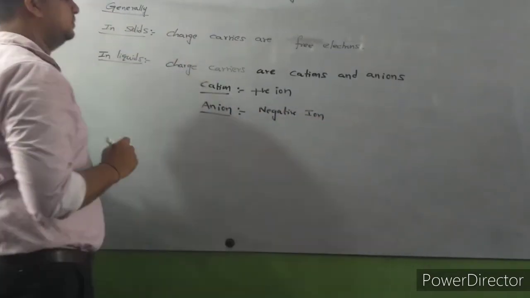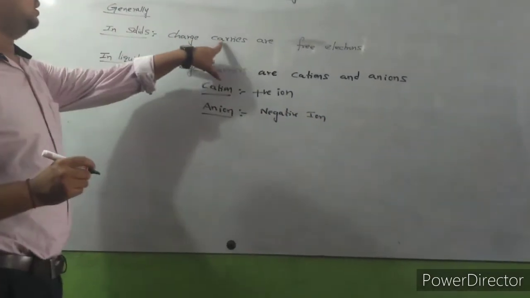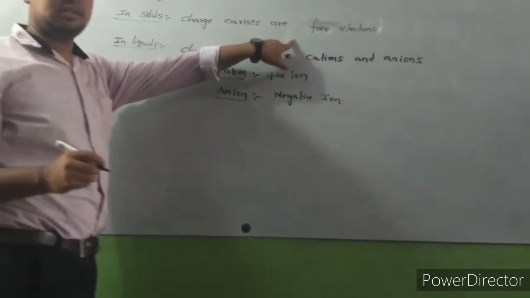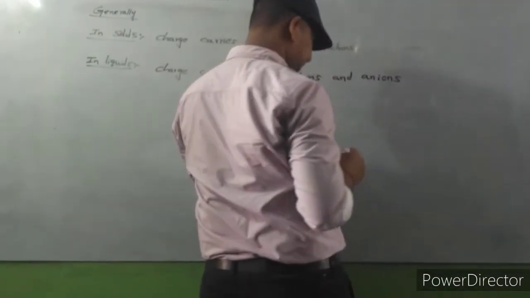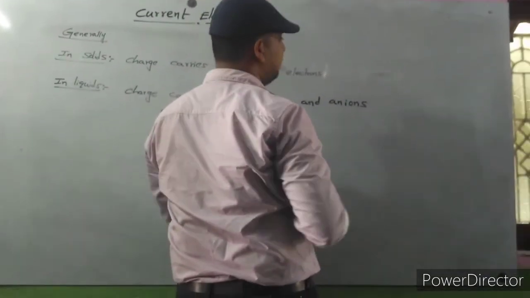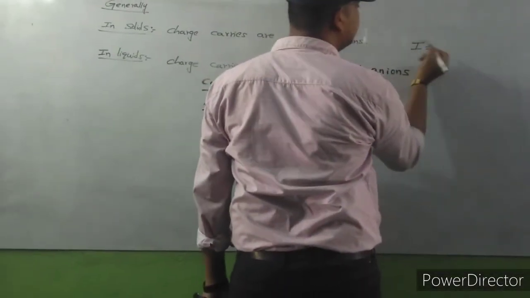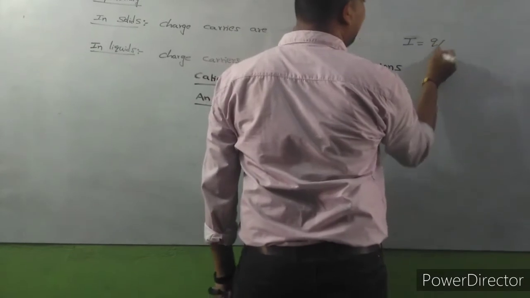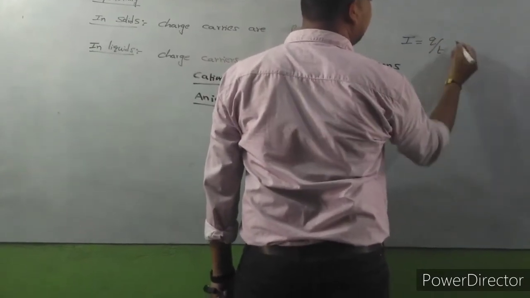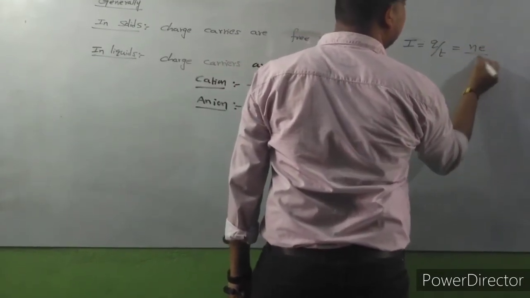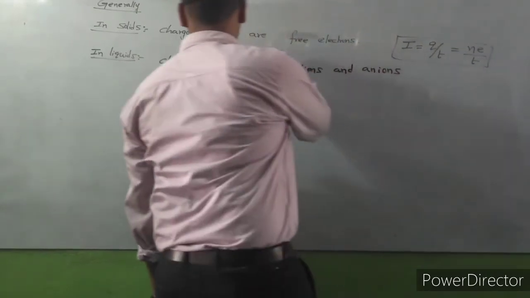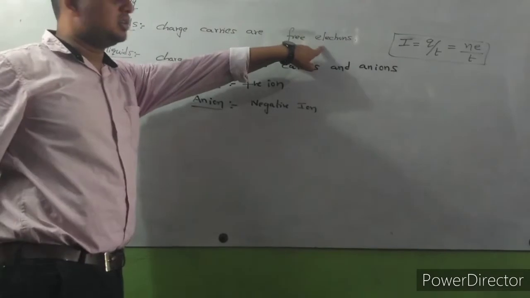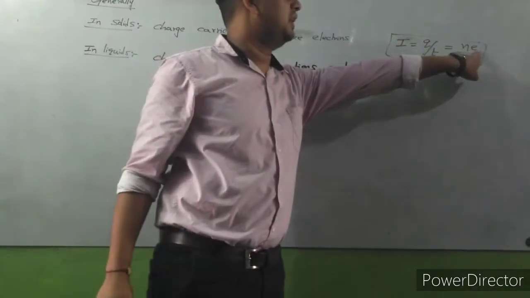For example, in solids, charge carriers are free electrons. In solids, current formula: current I is equal to Q by T. That is nothing but N into E by T. Because here in solids, charge carriers are electrons. That's why we consider charge of electron.